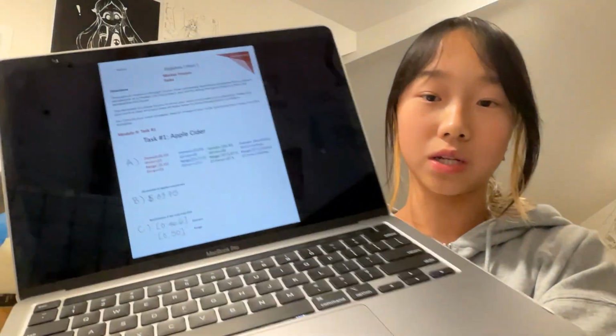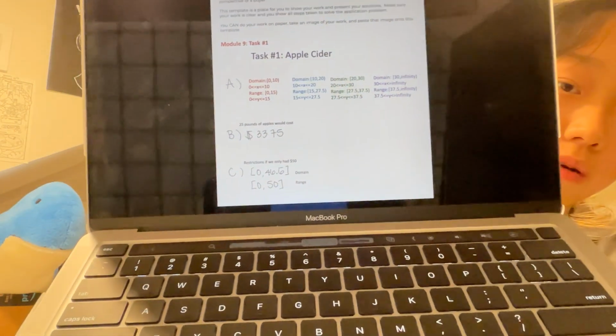Okay, so task 1 was assigned to one of my group members. She didn't do A, so I went ahead and, based off the piecewise graph, I wrote the domain and range in set and interval notation. For B, she found out that 25 pounds of apples would cost $33.75. For C, she found the restrictions for if we only had $50. So the domain would only go up to 46.6, and the range would only go up to 50.